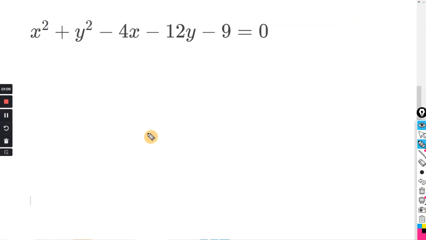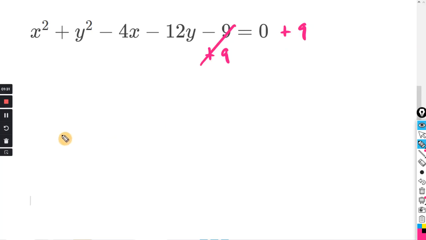All right, so the first step you want to do is to get all the constant terms, the ones without variables, on one side of the equation. So these all have variables except for the -9. The opposite of -9 is +9, so we want to add 9 to both sides. -9 plus 9 cancels right here.